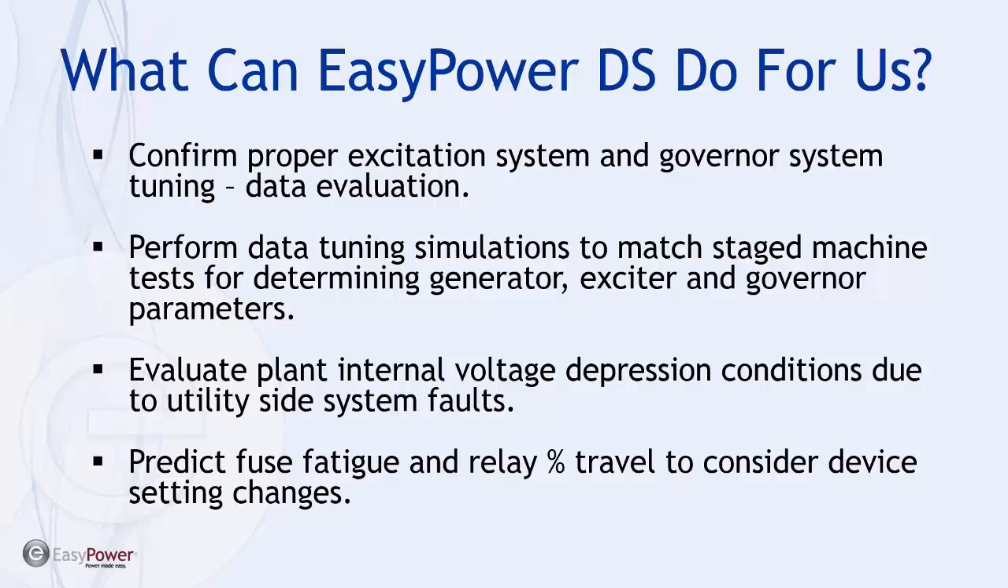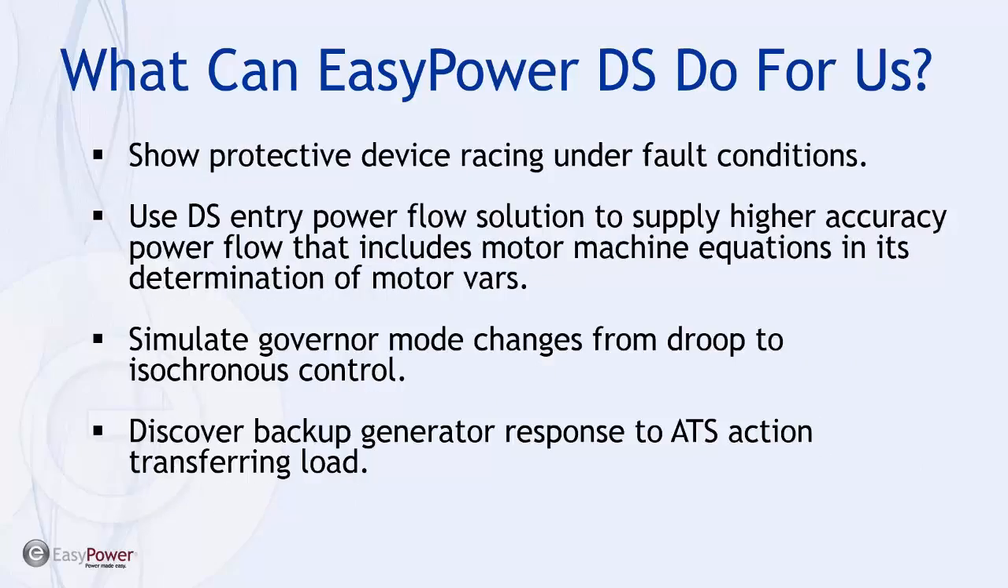We can evaluate plant internal voltage depression conditions, like voltage sags, even utility side system faults, brownout spikes. Interestingly enough, something that doesn't show up in a short circuit study and is very difficult to extract from just looking at time current characteristic curves is the potential fuse fatigue and relay overtravel whenever we have race conditions during a fault, either an arcing fault or a bolted fault. We can also show protective device race conditions.